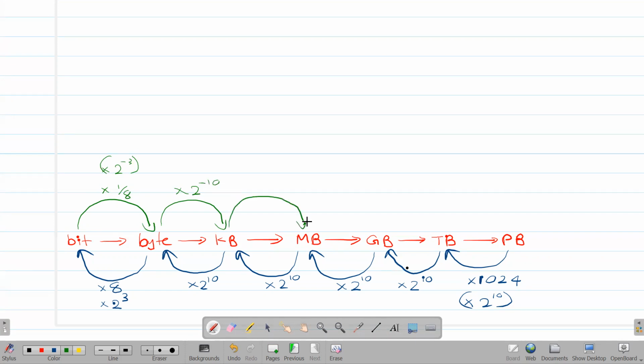And from byte to kilobyte, it's 2 to the power minus 10. Now you can see the pattern. Here it is 2 to the power minus 3. So it happens in 2 to the power minus 10.